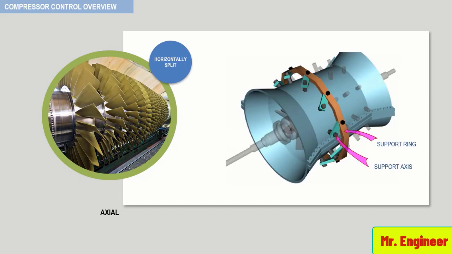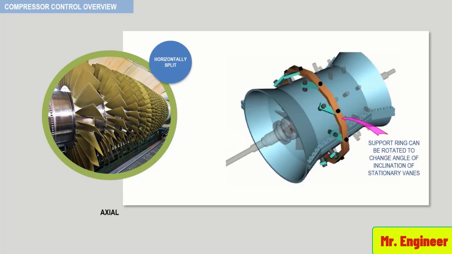In general, the stationary vane arrangements are guided by supporting rings for variable flow requirements. On rotating the supporting rings, the angle of inclination of the stationary vanes can be changed. This is used to change the performance parameters when required. The following illustration gives a clearer view of the stationary vanes changing their angle of inclination simply on rotating the supporting rings.